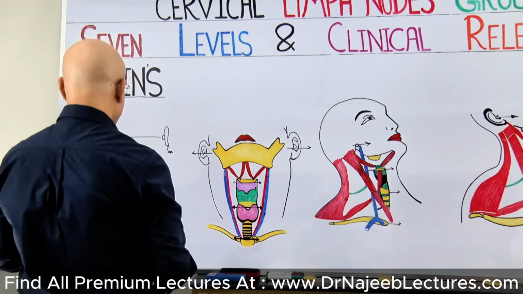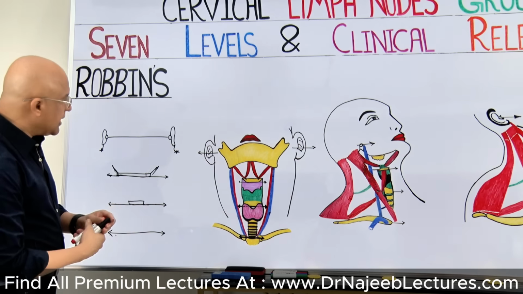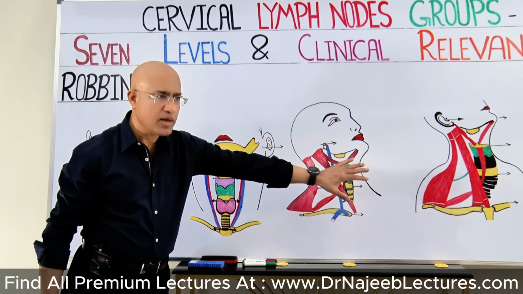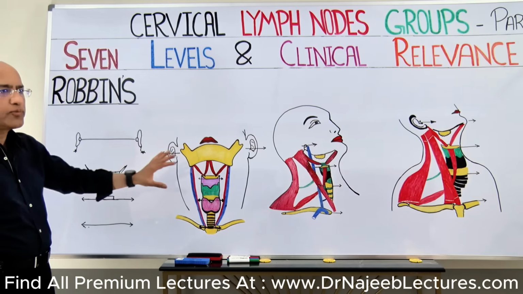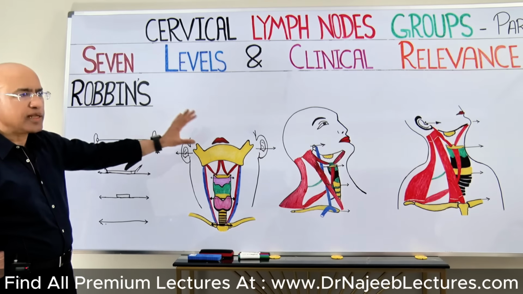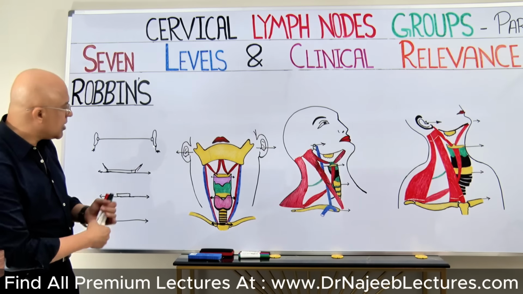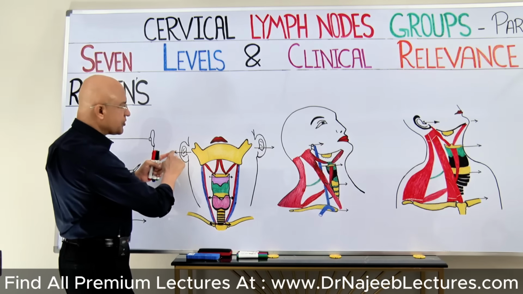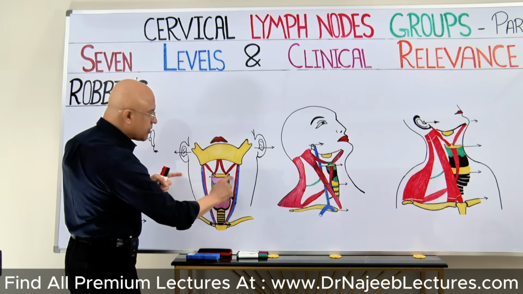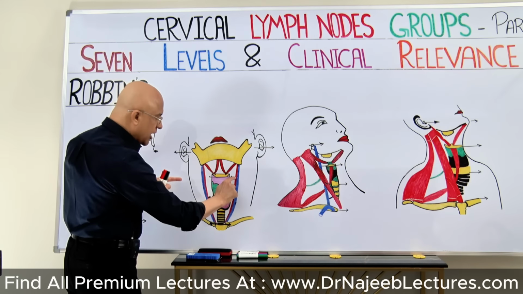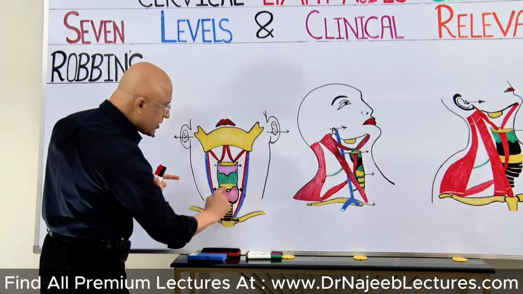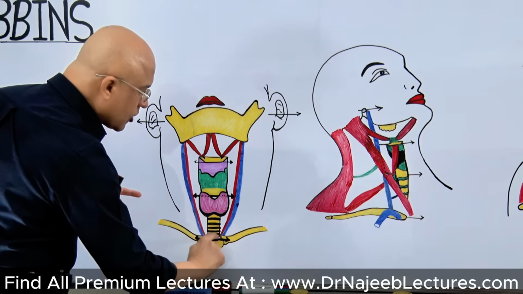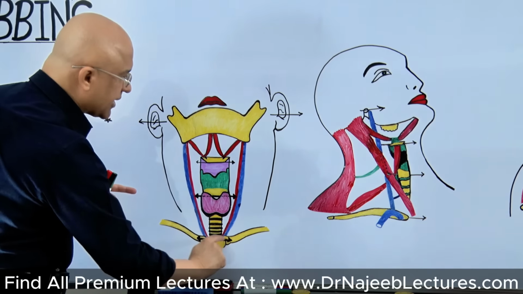Now, once I have explained it, let's identify these landmarks on these three diagrams, because later on I will place the lymph nodes according to the Robbins classification levels. In the first diagram we have already discussed, what is this? Base of skull. What is this landmark? Inferior border of hyoid bone. What is this landmark? Inferior border of cricoid cartilage. Very good. And here is the sternomanubrium, suprasternal notch and clavicle.